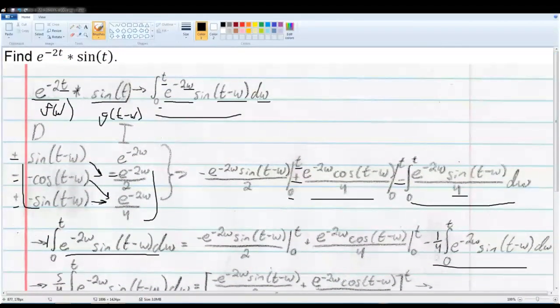Good question. Essentially, w is your variable that you're integrating with respect to. And the way you can be sure of that is you have t up here as a bound, and you should never have your integrating variable be one of the bounds, because that's not really defined.